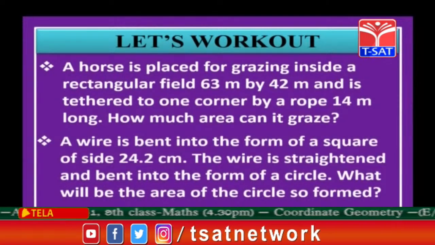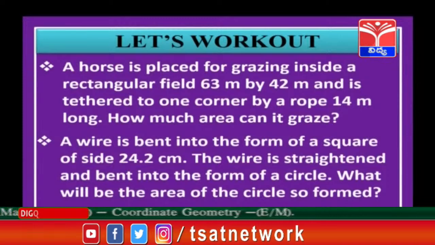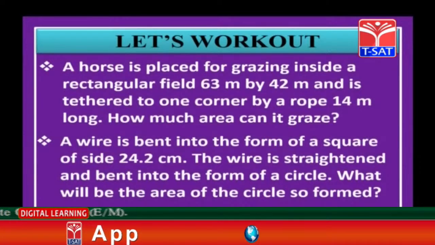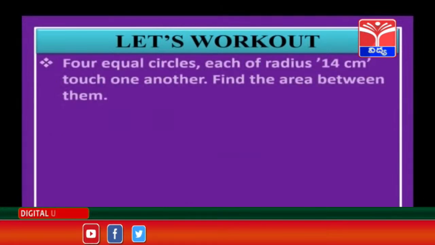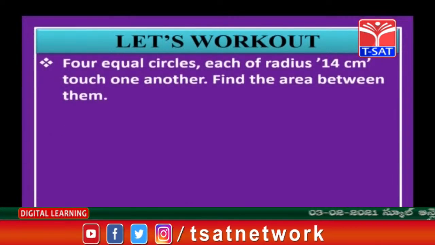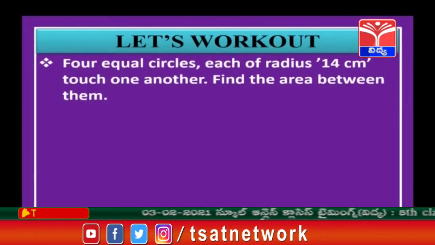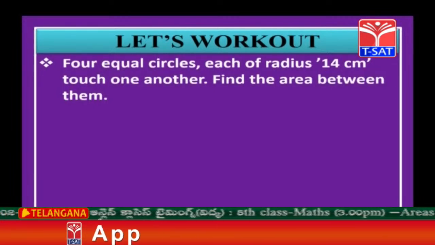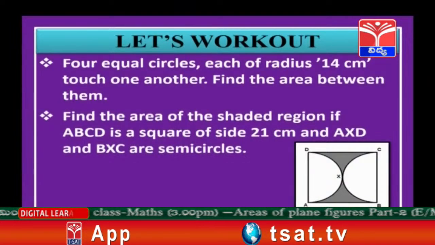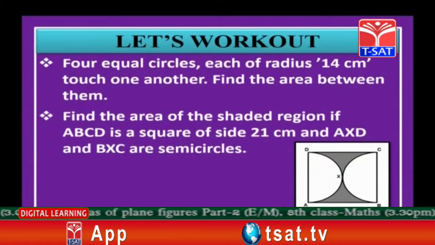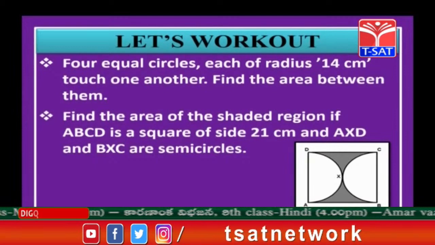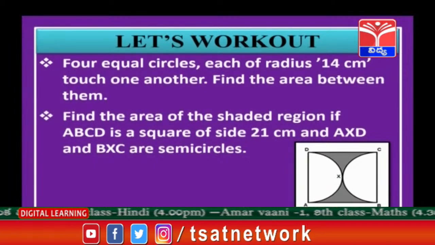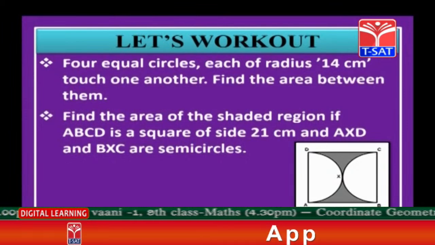A wire is bent into the form of a square of side 24.2 centimeters. The wire is straightened and bent into the form of a circle. What will be the area of the circle so formed? The next problem is 4 equal circles, each of radius 14 centimeters, touch one another. Find the area between them. Find the area of the shaded region if ABCD is a square of side 21 centimeter and AXD and BXC are semicircles. Okay children, so solve these problems and show to your teacher.